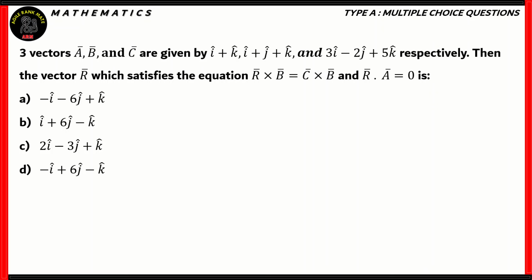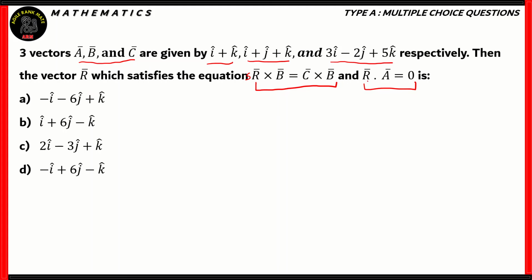Now we will look at this question. 3 vectors, A, B, and C, are given by i cap plus k cap, i cap plus j cap plus k cap, and 3i minus 2j plus 5k respectively. Then the vector r, which satisfies the equation r cross b equals c cross b and r dot a equals 0 is. So we have 4 possible solutions for the vector r.